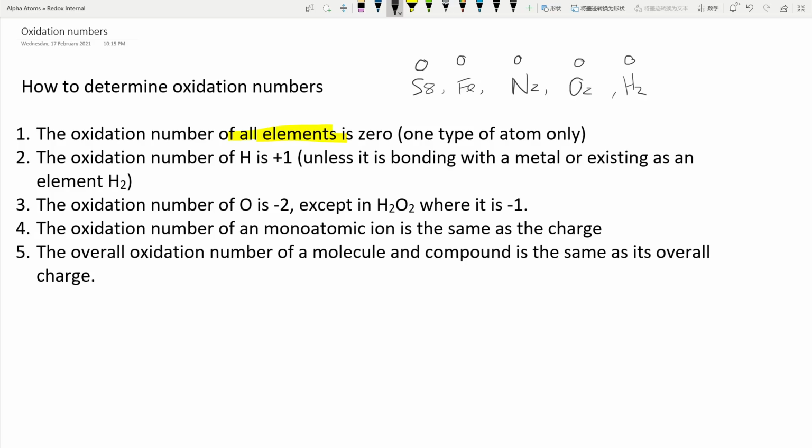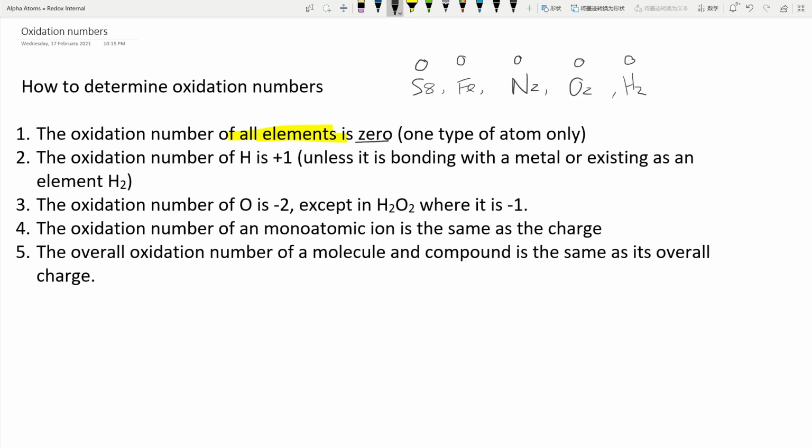And the oxidation number tells you what state it is in terms of its oxidation state, and then you can use that to figure out whether it's going to be oxidized or reduced. Because in redox reactions, you have to have an oxidation reaction and you have to have a reduction reaction. So for all elements it is 0.